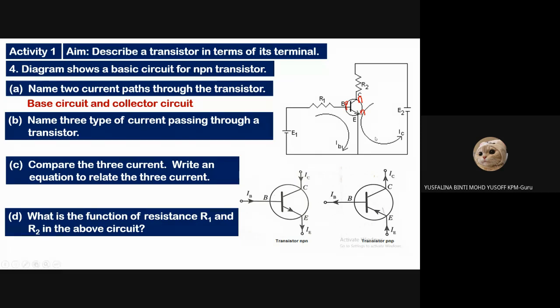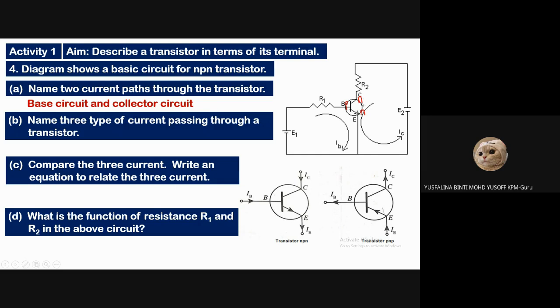So there are two currents, meaning the current will flow through this one, or through the other one. Current flows from positive to negative usually, so the direction of the current is like this. If you want to use a transistor, you need two types of circuit, the base circuit and the collector circuit. For the base circuit, the battery is connected to the base, and for the collector circuit, the positive terminal has to be connected to the collector.